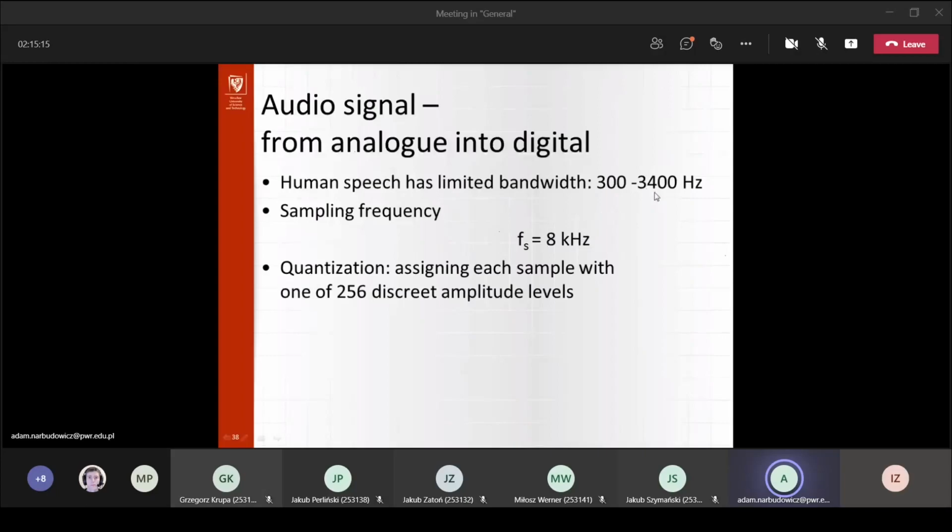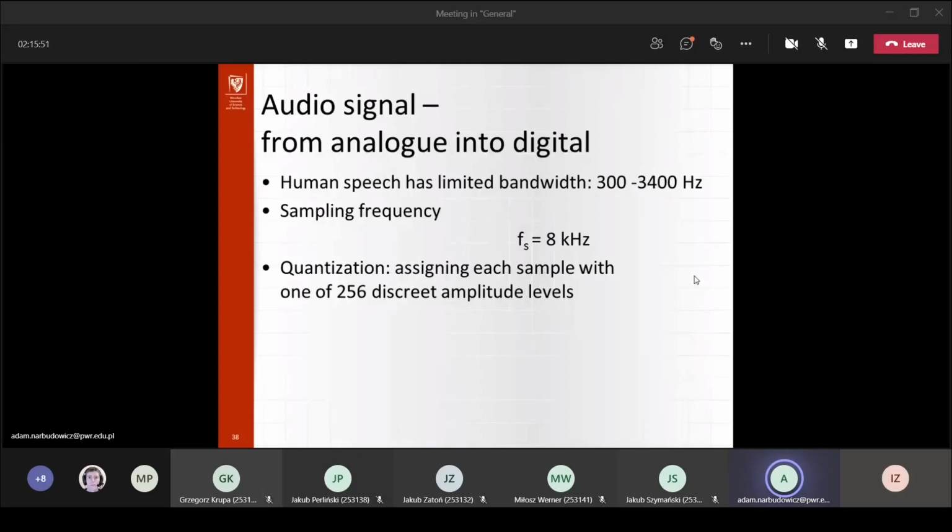But okay, so we did the sampling, and with this sampling we can have the filter at even up to 4 kilohertz, right? So this 8 kilohertz is actually just some rounding that I did, but it's not necessary, so there will be some oversampling here. Then the next step, we have the quantization, and because of the requirements of the system, we assume that each sample needs to have one of 256 discrete amplitude levels, right?